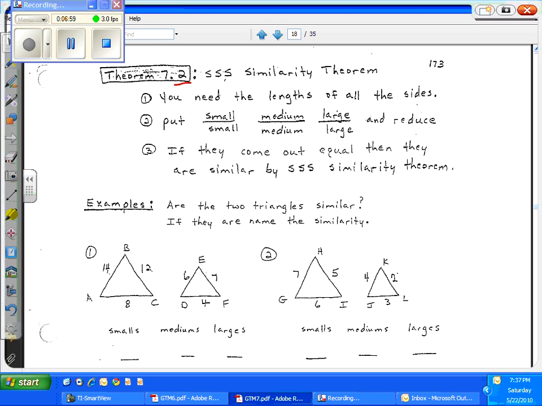In the last way we will prove that two triangles are similar, side, side, side similarity. So what do you need? You need the length of all three sides of both triangles. What are you going to do?